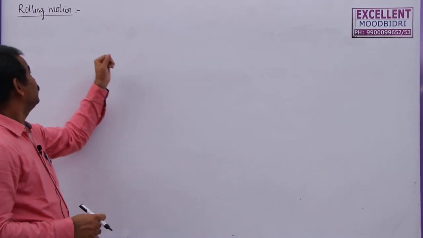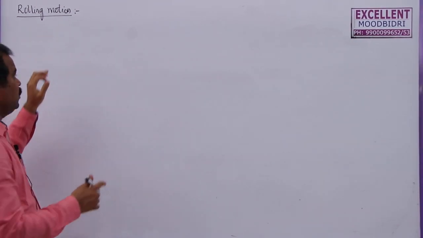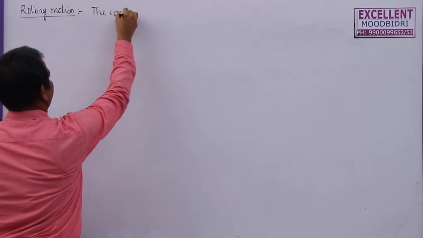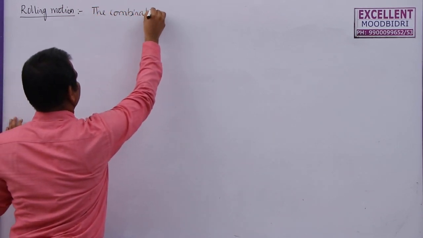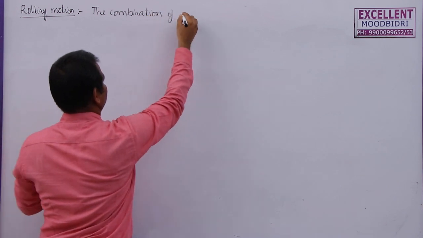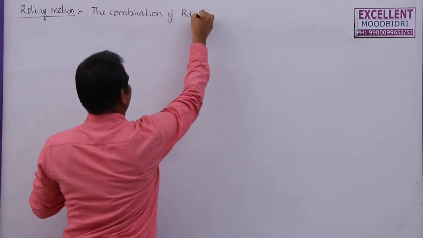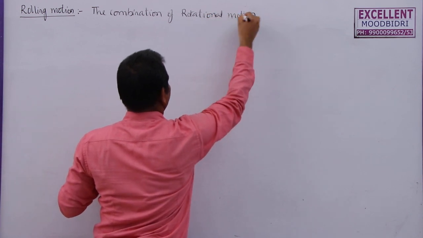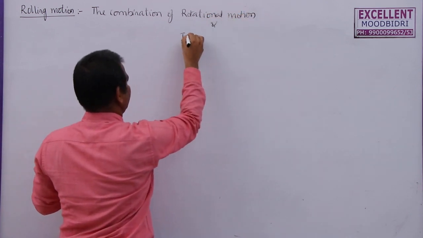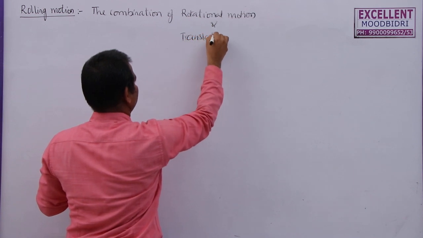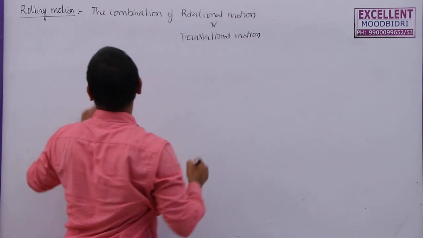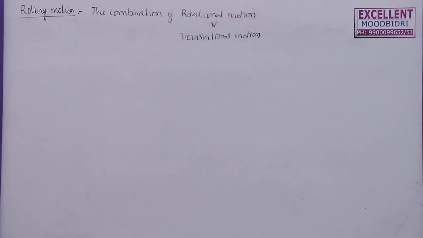Hi students, today's topic is rolling motion. So what is this rolling motion? The combination of rotational motion and translatory motion is known as a rolling motion.